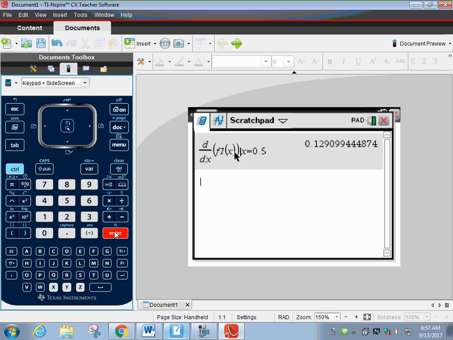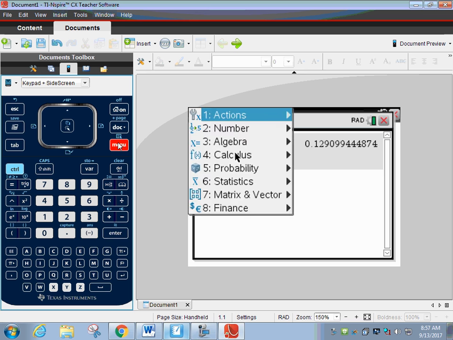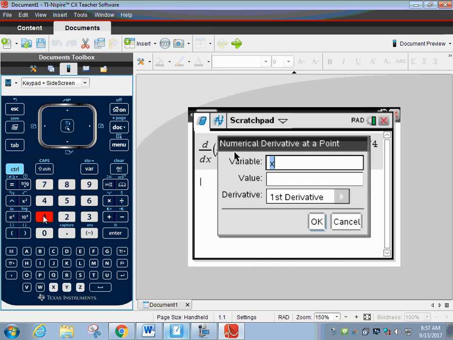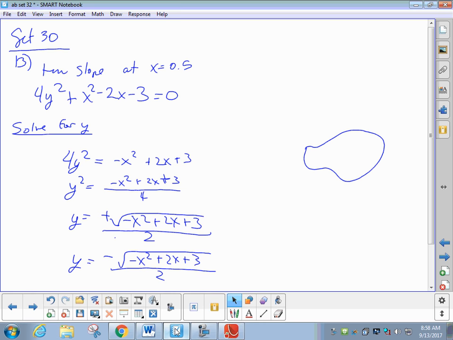Okay, you could then do the same thing at the second function. Derivative, 0.5, enter, and use F2. And it's negative. So how'd that go? That's what I'm looking at.